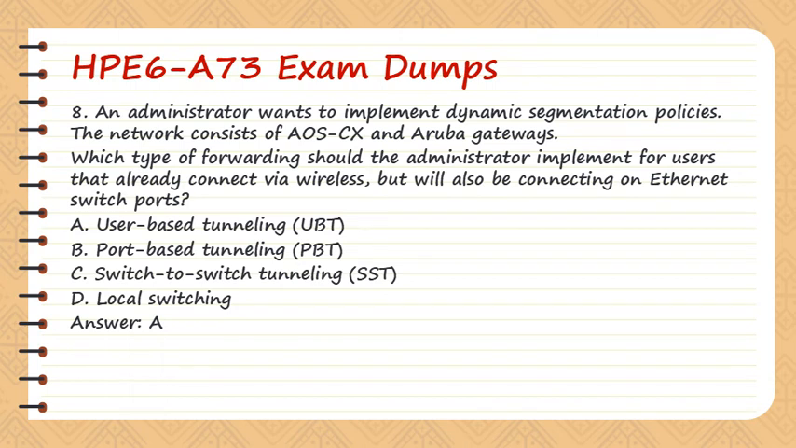8. An administrator wants to implement dynamic segmentation policies. The network consists of AOS-CX switches and Aruba gateways. Which type of forwarding should the administrator implement for users that already connect via wireless, but will also be connecting on Ethernet switch ports? A. User-based tunneling, UBT. B. Port-based tunneling, PBT. C. Switch-to-switch tunneling, SST. D. Local switching. Answer: A.